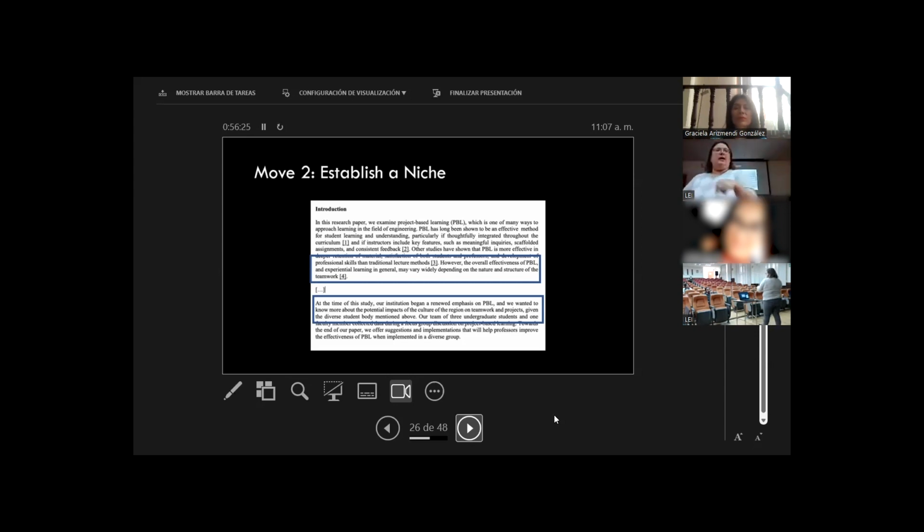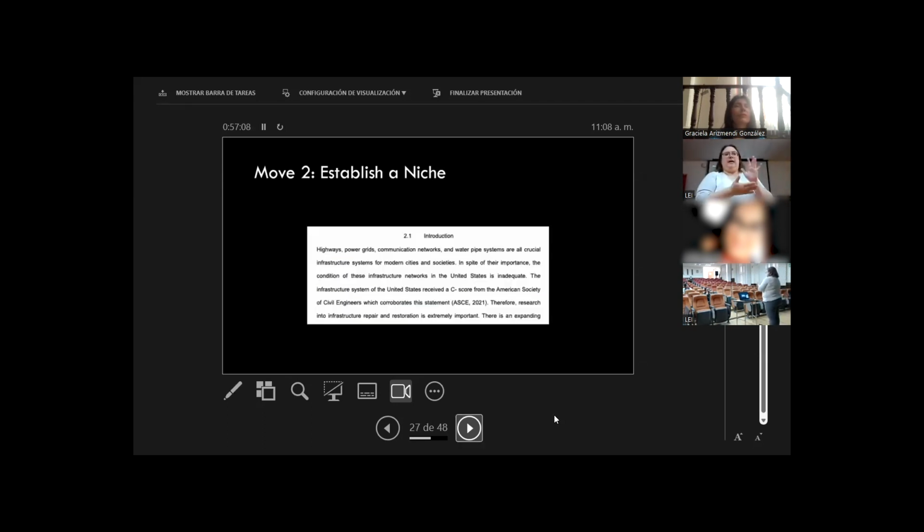Then the next part of this goes to, I think this is actually back to our discussion earlier about context. At the time of this study, our institution began a renewed emphasis on project-based learning, and we wanted to know more about the potential impacts of the culture of the region on teamwork and projects, given the diverse student body mentioned above. So that's an example where the classroom context, my institution said, let's do more project-based learning. I said, okay, but I'm also going to do research about it. That's what we're doing, right? Where the context is starting to impact the conversation, right? But the move to establishing a niche is that we don't know how well project-based learning actually works in a lot of contexts. Okay, let's see if we spot it in this one.